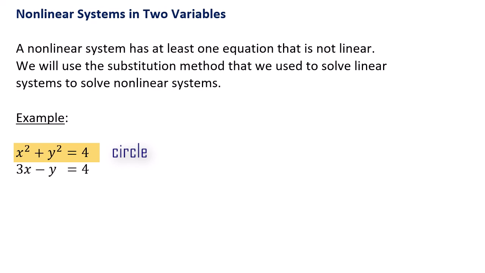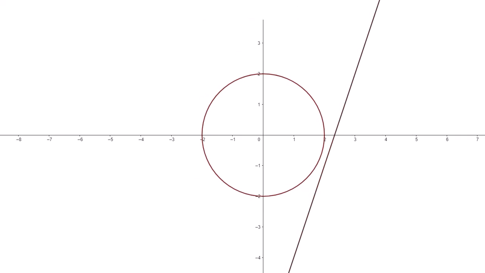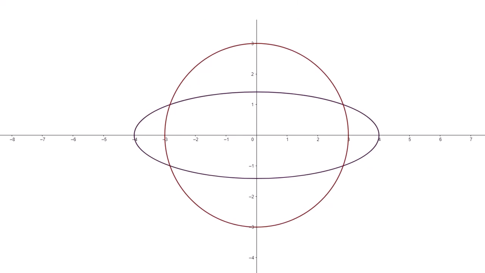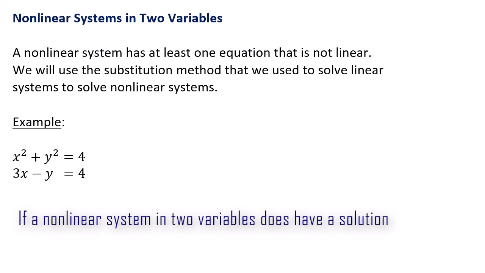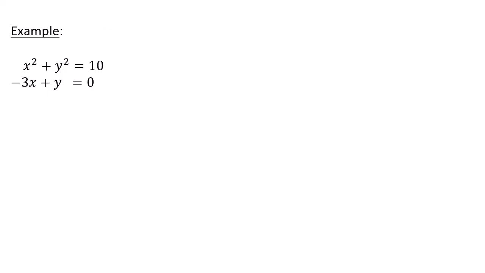And in this example, we have x squared plus y squared equals 4. So this is a circle of radius 2, centered at the origin, and a line here, 3x minus y equals 4. So in this particular case, we have 2 points of intersection, but it would be possible to have no points of intersection. We could end up with 2 nonlinear equations and 4 points of intersection. So if a nonlinear system in two variables does have a solution, the number of points of intersection will vary depending on the equations. In this example, the first equation is a circle, the second equation is a line.